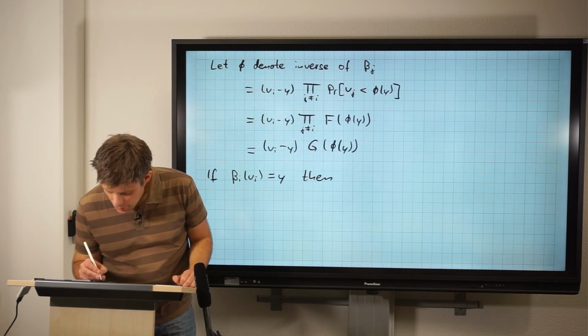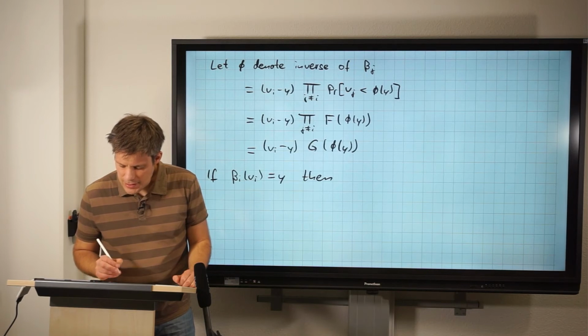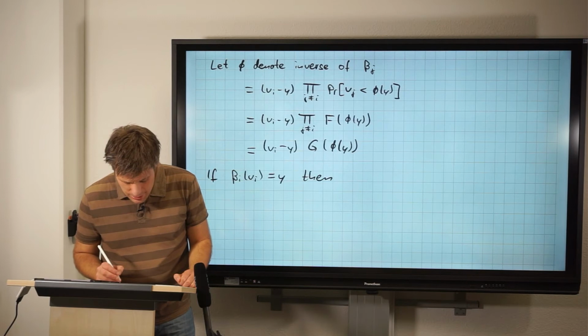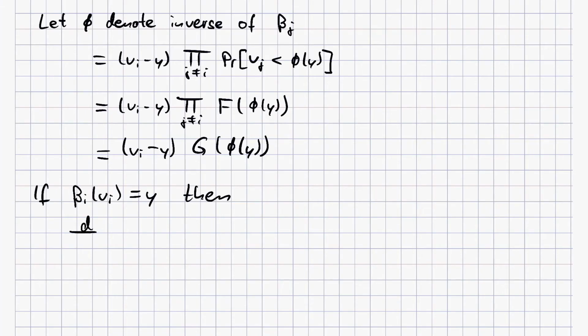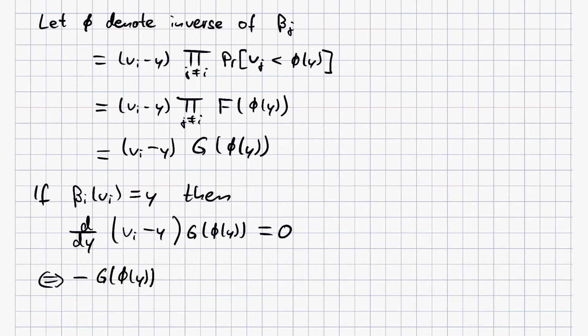Good. So my point was, this function is maximized for beta I of vi being equal to y. So let me rather state it, it is maximized for y being beta I of vi, which means that for this, the derivative by y has to be 0. What's this derivative? We'll have minus g of phi of y plus vi minus y times the derivative of g times the derivative of phi.